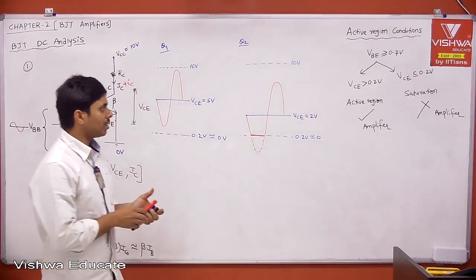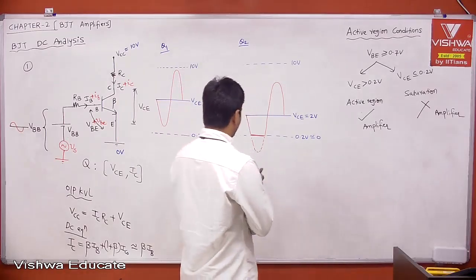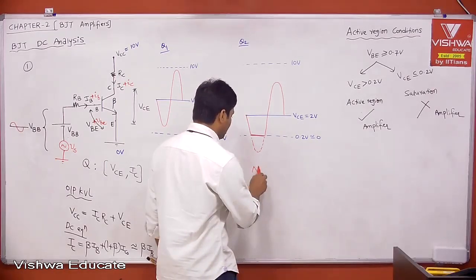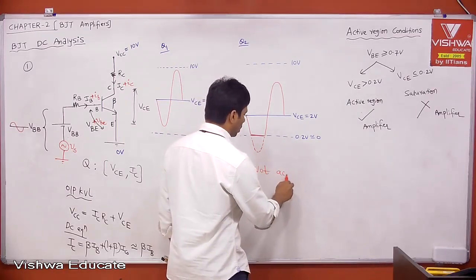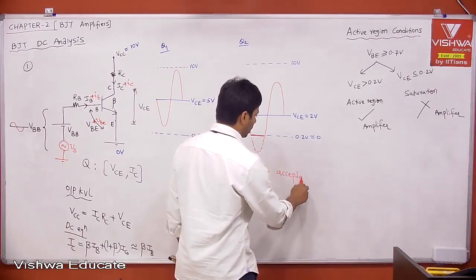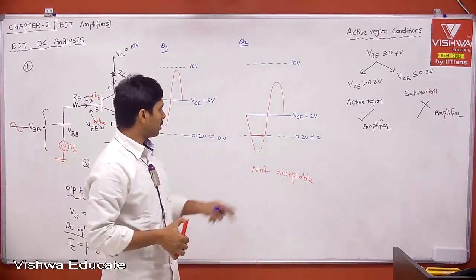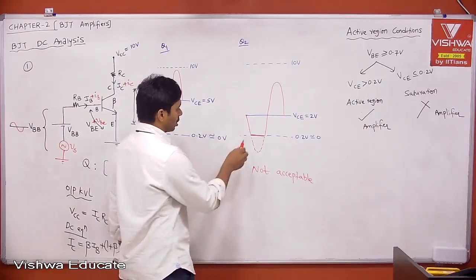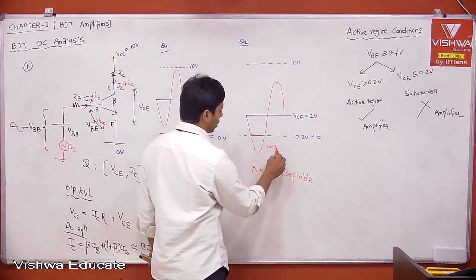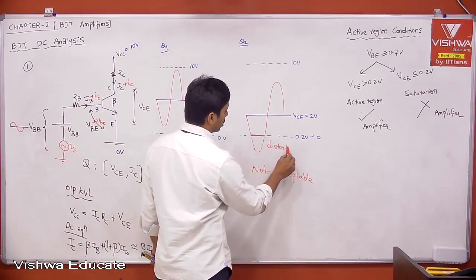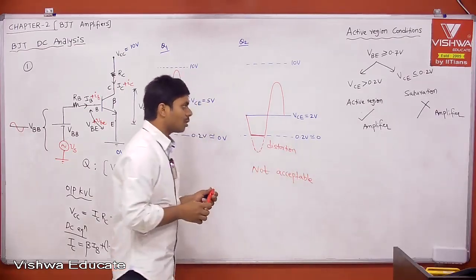To not see clipping, what is the solution? Therefore this is not acceptable. But I want the operating point to be at 2 volts. This is what is called distortion, right? But I don't want to see this.